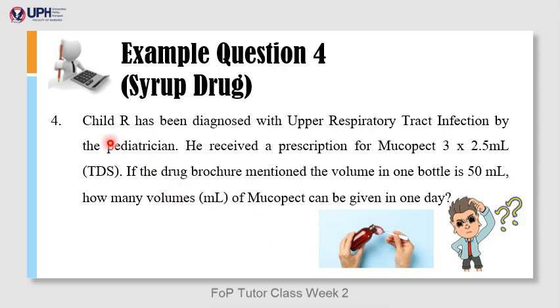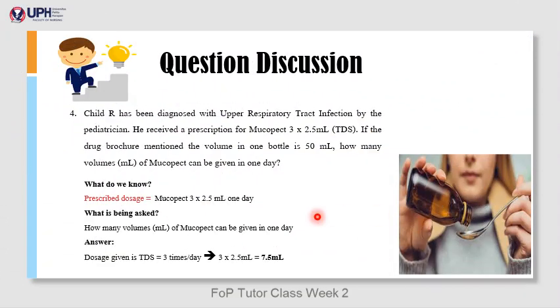Question 4 is a child diagnosed with upper respiratory tract infection, and he's prescribed Mucopac 3 times 2.5, 3 times a day. The brochure said it's 50 milliliters. So we want to know how many volumes of the Mucopac can be given in one day. So we want to calculate. Now, the prescribed dose here is 3 times 2.5. What is being asked? The volume that can be given in one day.